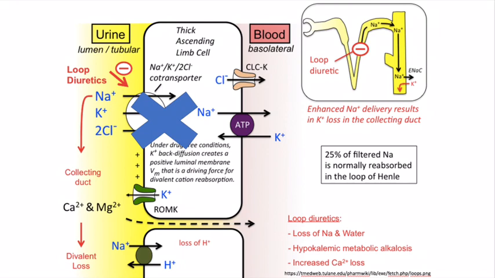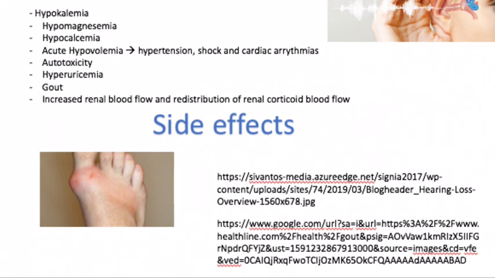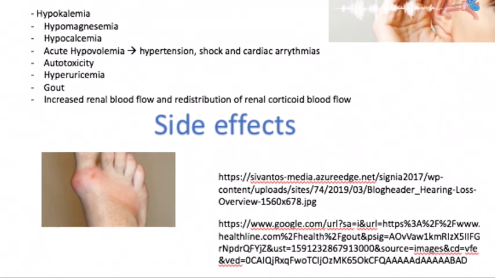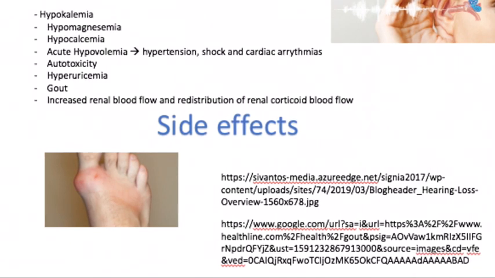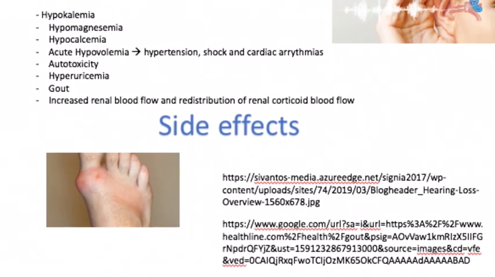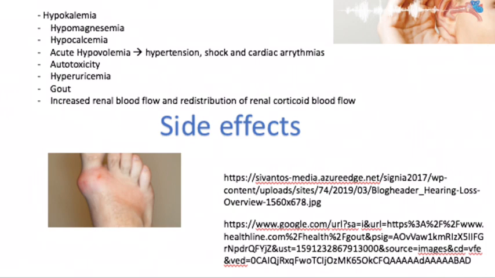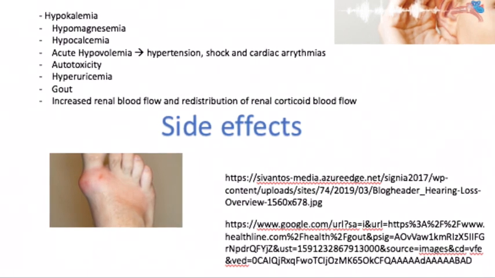Loss of potassium, magnesium, and calcium is referred to as hypokalemia, hypomagnesemia, and hypocalcemia, respectively, and often results in an electrolyte imbalance. Loop diuretics can also cause rapid and excessive reduction in blood volume, called acute hypovolemia, which can lead to hypotension, that is low blood pressure, shock, and even cardiac arrhythmias, that is an irregular heartbeat.